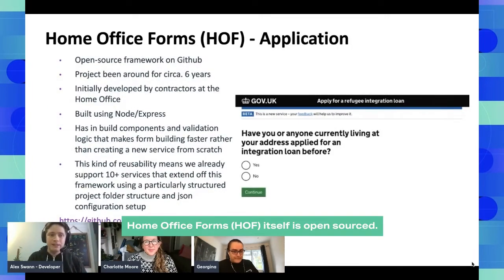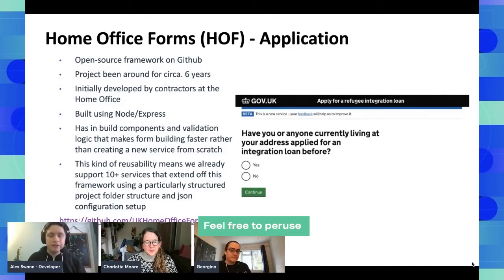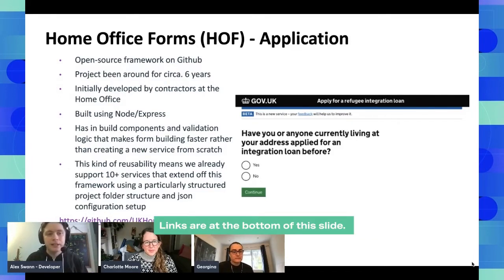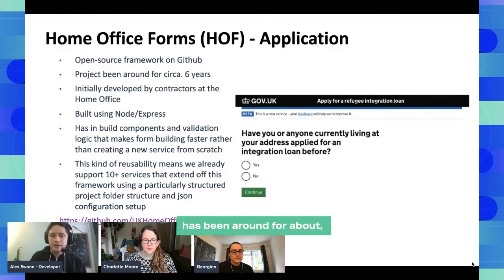Home Office Forms itself is open sourced. It is on GitHub. Feel free to peruse if you would like. Links at the bottom of this slide. And this project's been around for about, I say circa 6 years.